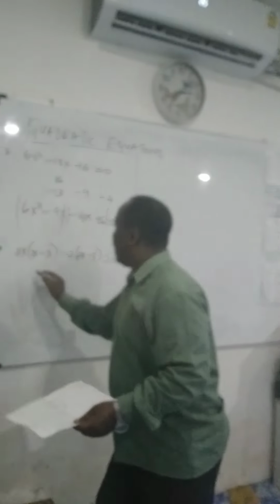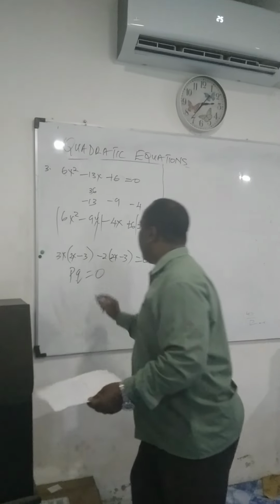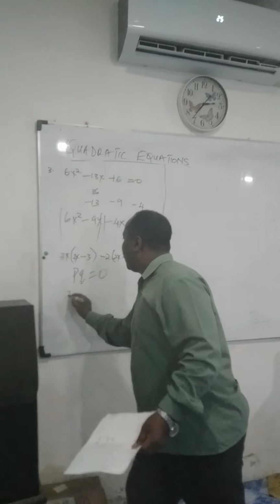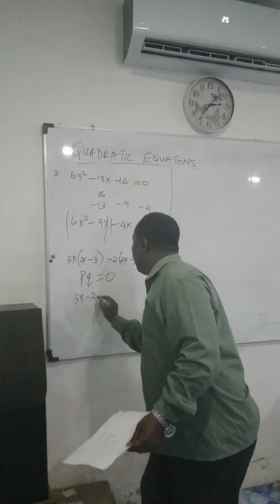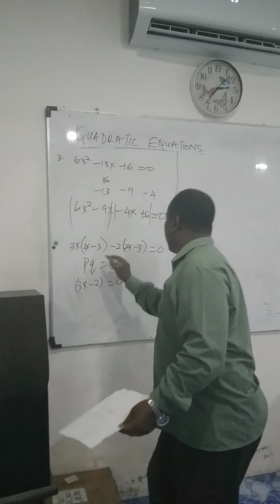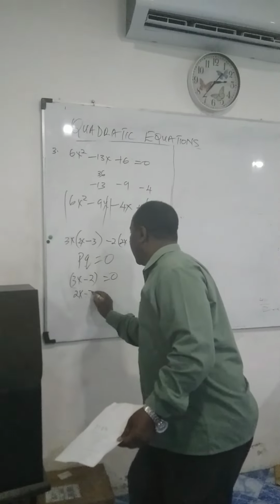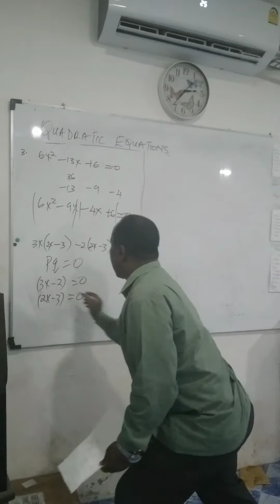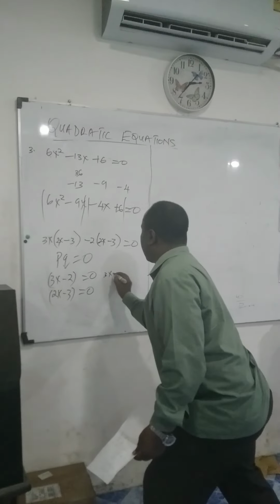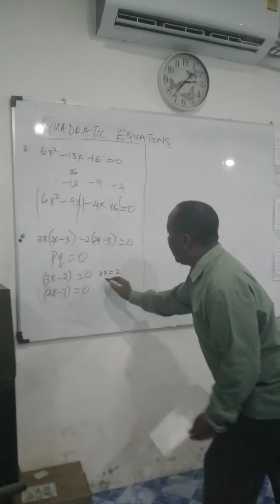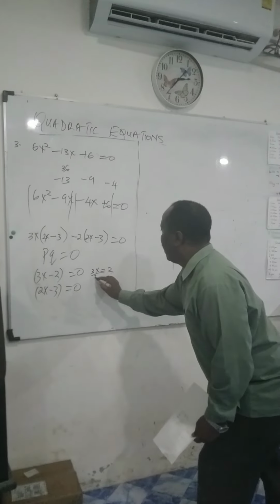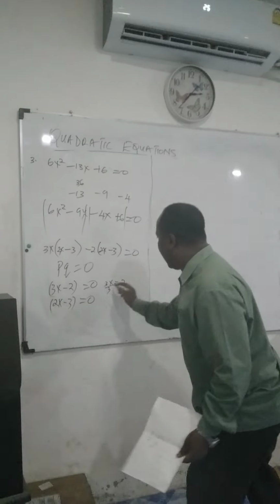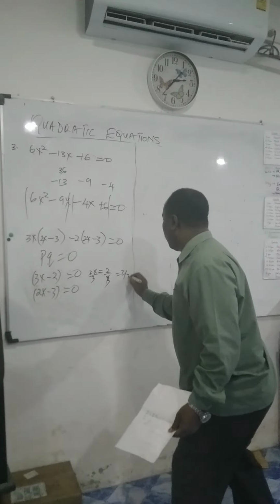Now we say P times Q equals 0. Either P or Q equals 0. And after writing this, we get 3x minus 2 equals 0, or 2x minus 3 equals 0. So we work out here, we say 3x equals 2. To remain with x, I divide by 3 and here by 3. And so I get x is equal to 2 over 3.